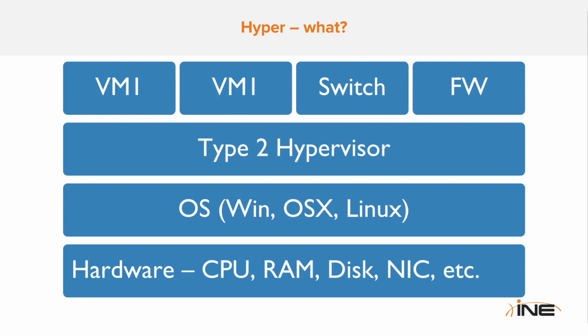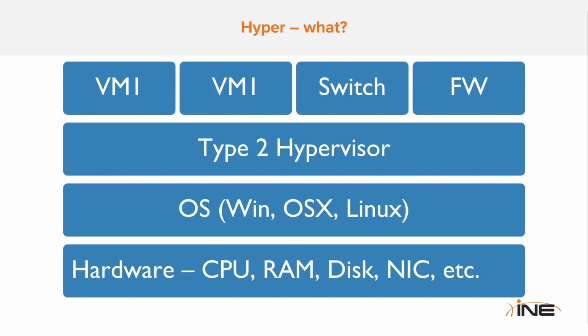There are two types of hypervisors. What we see on the screen is Type 2. A Type 2 hypervisor requires not only the underlying hardware you see at the bottom layer, but also the operating system in order to run on that you see in the second layer from the bottom. Now, there are Type 2 hypervisors for Linux, but in our case, let's just focus on running our Type 2 hypervisor on either Windows or OS X.